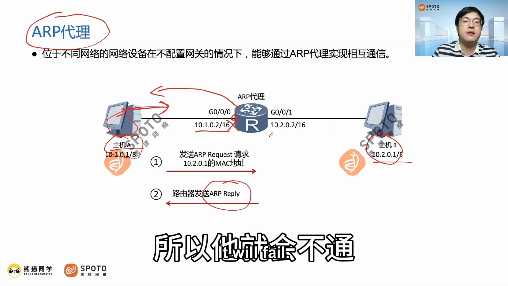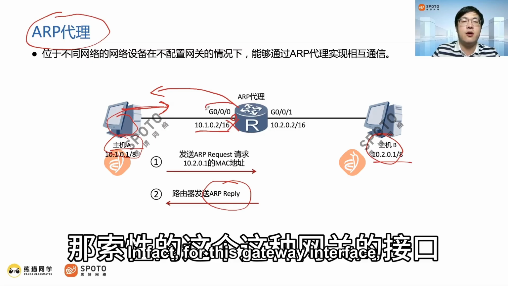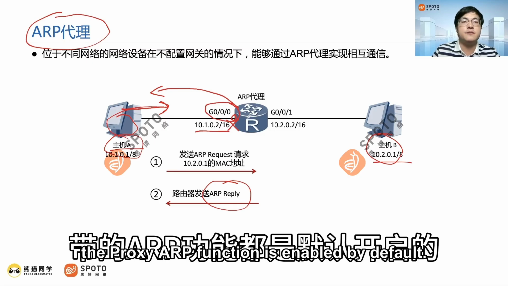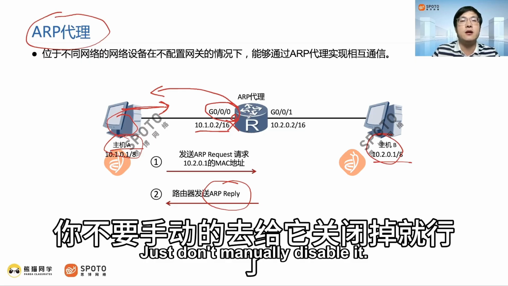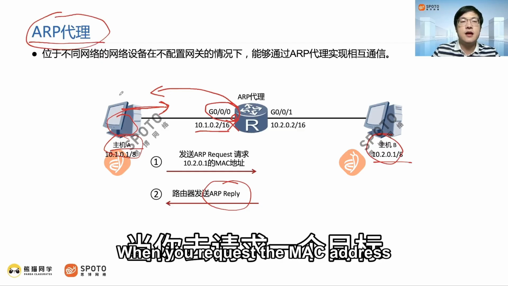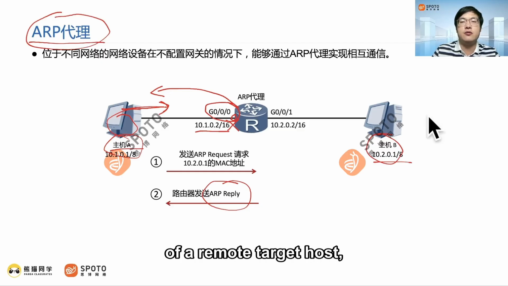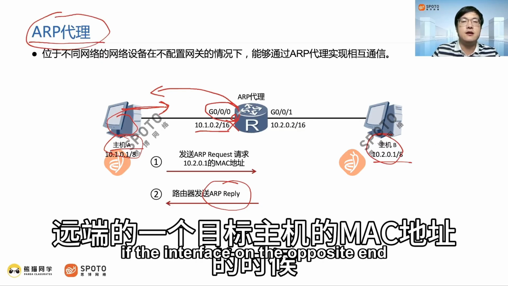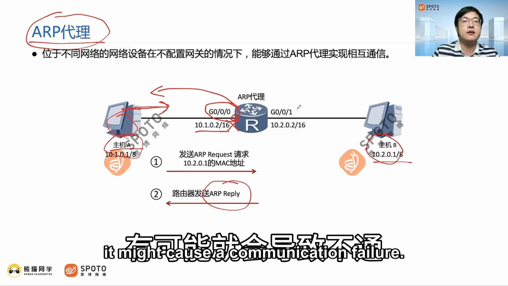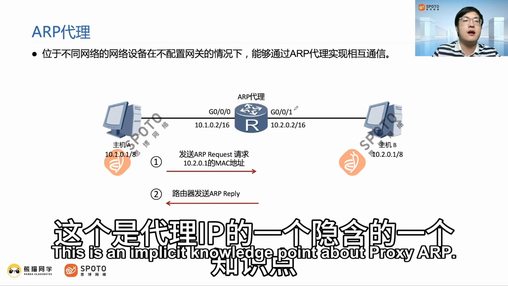In fact, for this gateway interface, this router interface, the proxy ARP function is enabled by default, as long as you don't manually disable it. This is a knowledge point. When you request the MAC address of a remote target host, if the interface on the opposite end does not have proxy ARP enabled, it might cause a communication failure. This is an implicit knowledge point about proxy ARP.